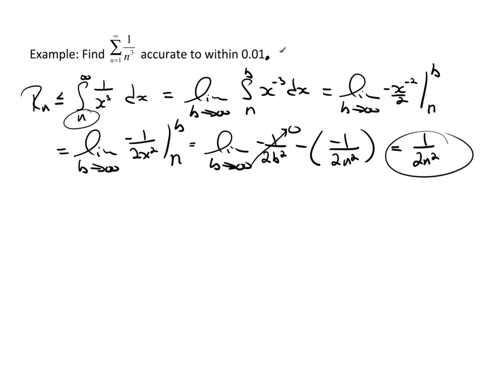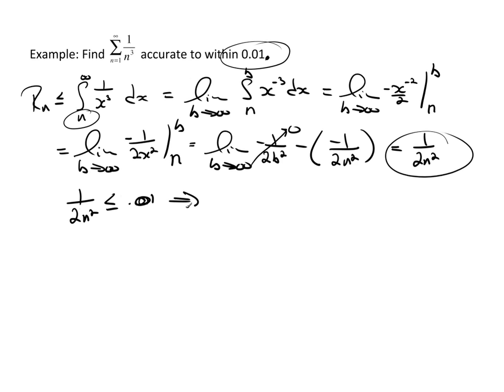But I said I want to be less than 0.01. So what I need is 0.01 to be less than or equal to 1 over 2n squared. Oops, actually I should turn this around. I'm going to look at it this way. I want this to be less than 0.01. So what I need is 1 over 2n squared to be less than 0.01. Oops, not having a good day today, am I? That's all right. We're okay. There we go.